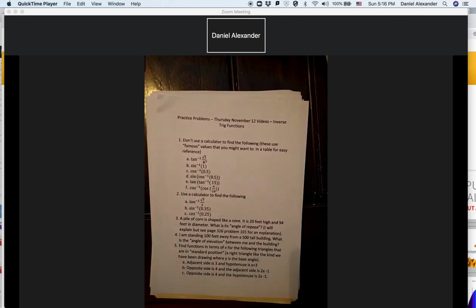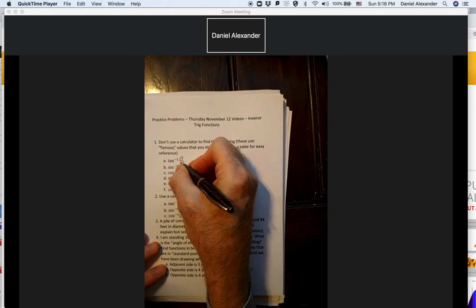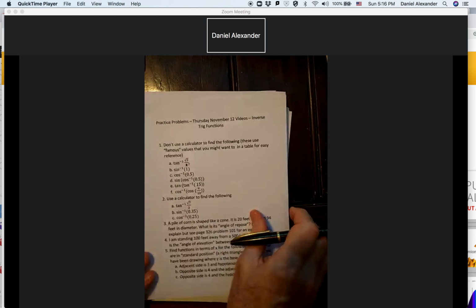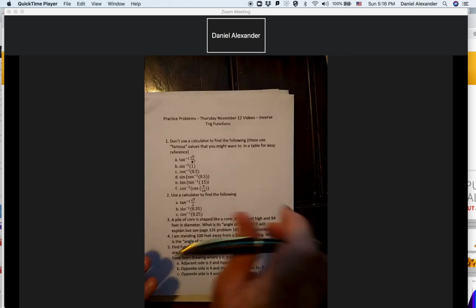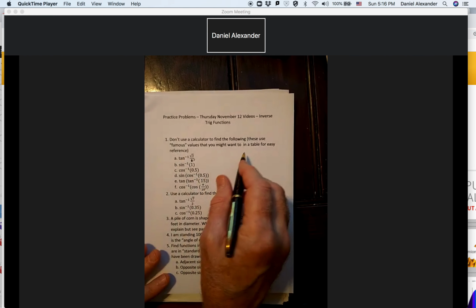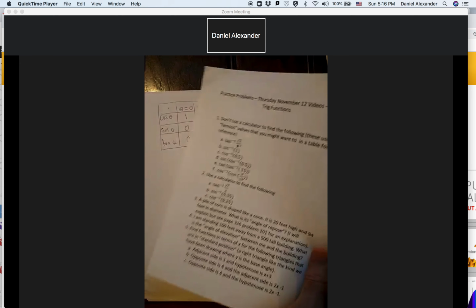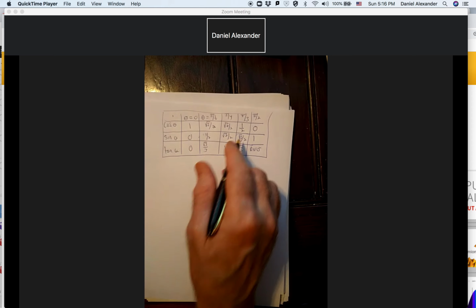So here's some practice problems for the inverse cosines. I printed these out, and you can refer to them, but I'm going to walk through a couple of them. The first one says don't use a calculator, so you might want to use the famous values. I suggested a table, and this is what I was thinking of.